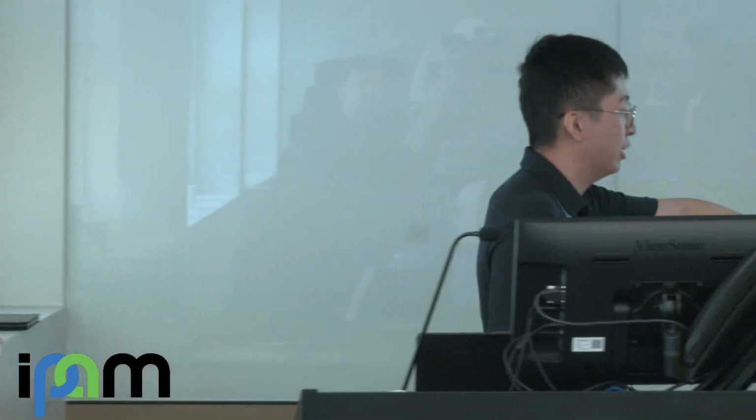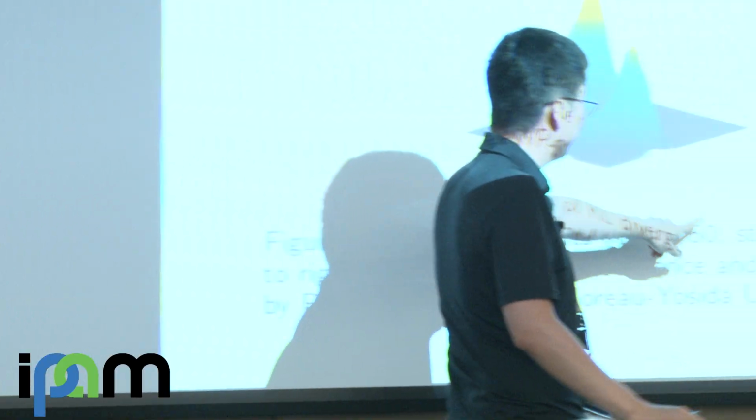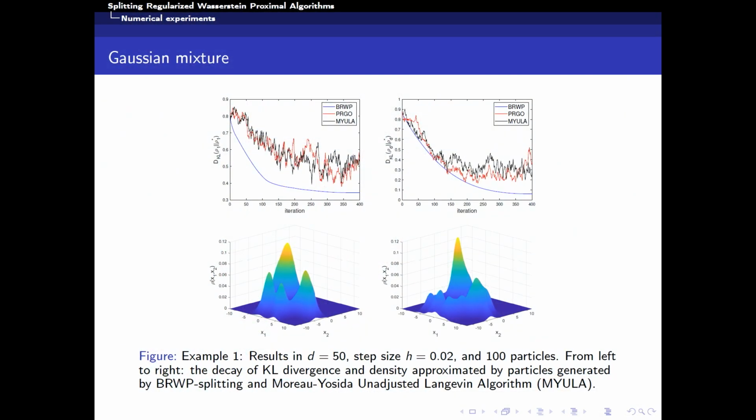The first experiment we are doing is in 50 dimensions. We have a Gaussian mixture distribution, and the benchmark algorithm we are comparing is a modification of the unadjusted Langevin algorithm. For this case, we also have a proximal operator appearing in this variant in order to handle the non-smooth term.